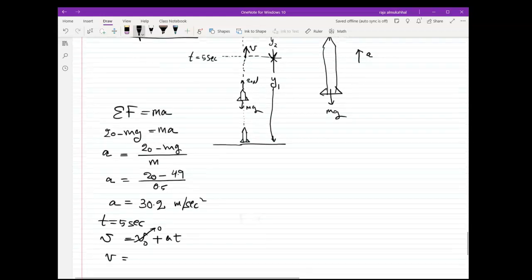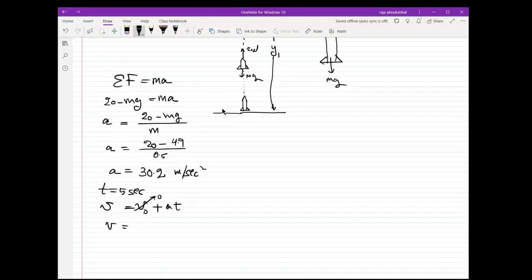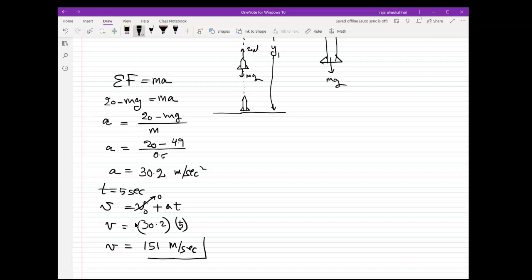So anyway, I can find that by using kinematics. So I have V is equal to A, which I just found to be 30.2, times the time, which is 5. So the velocity of the rocket by the time the motor stopped is 151 meters per second. Okay? I'm going to box it.